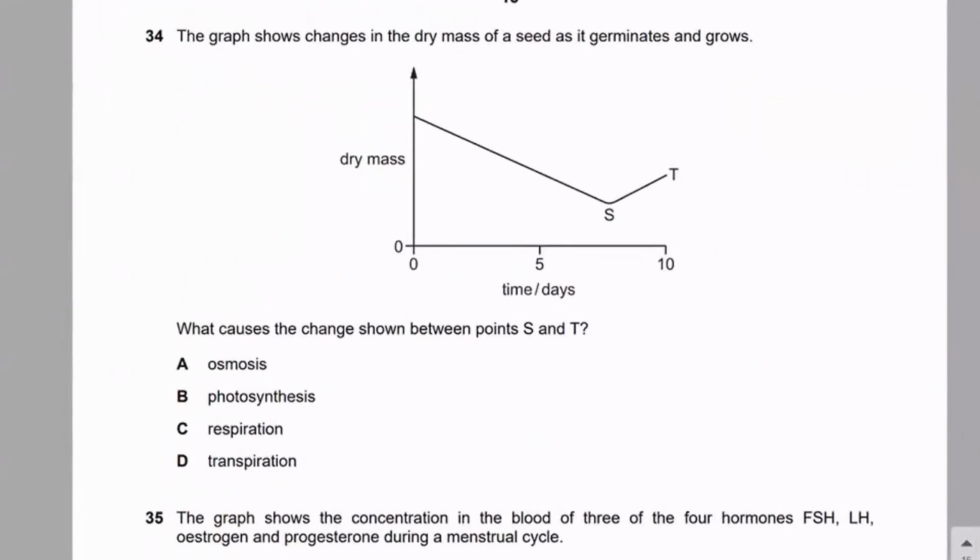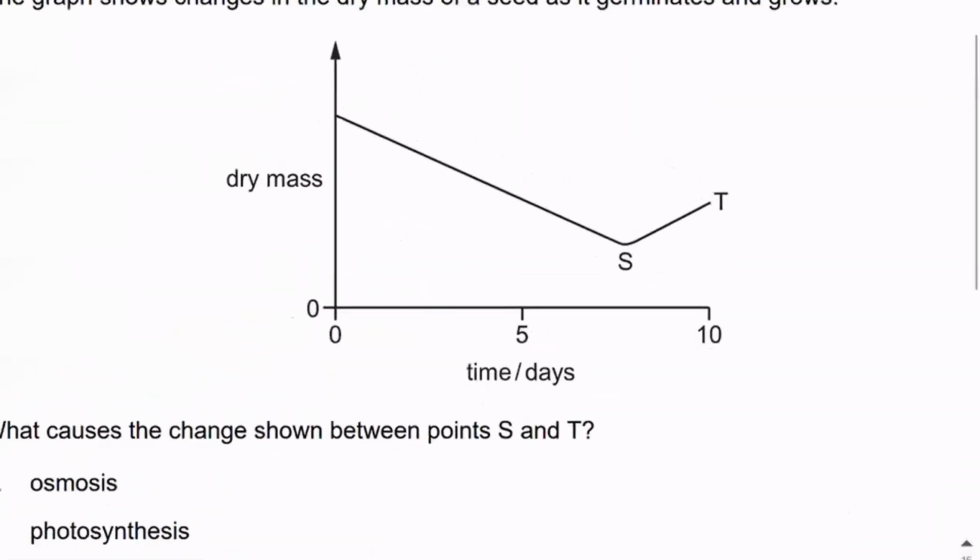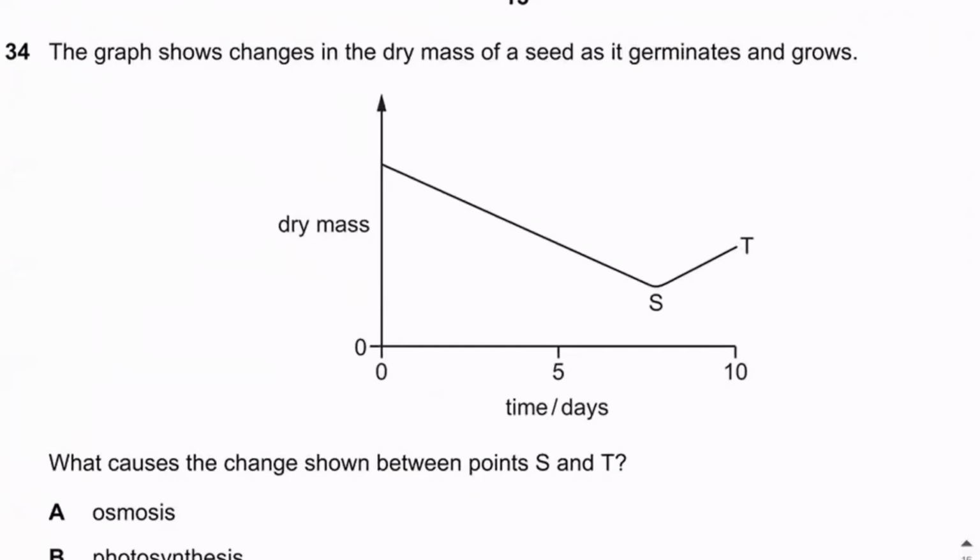germinates and grows. What causes the change shown between points S and T? Okay, so as we all know, when the seed germinates, it breaks down all the stored starch in respiration, right? Initially, the dry mass of the seed decreases because the seed is only respiring, right? There's only respiration.